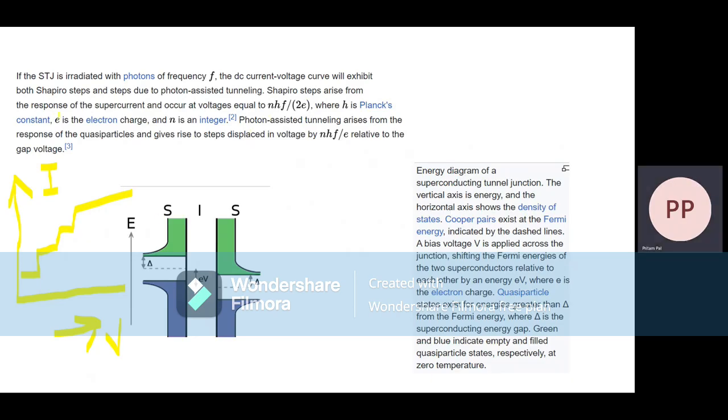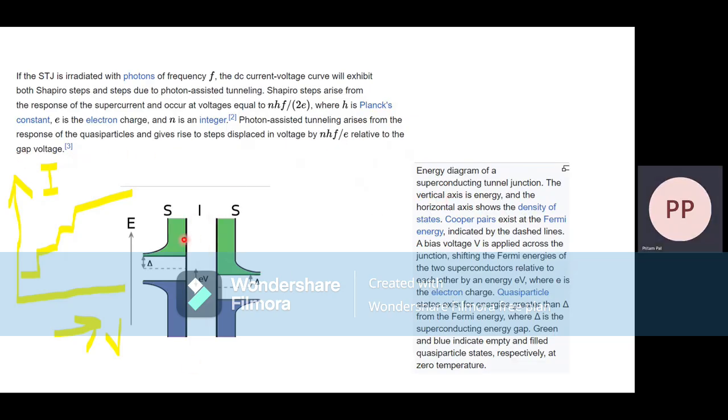The current-voltage curve will exhibit both the Shapiro steps and also steps due to photon-assisted tunneling, because of the quasi-particles. So the Shapiro step arises from the response of the supercurrent and occurs at the voltage equal to nhf/2e. This is very important. Photon-assisted tunneling arises from the response of quasi-particles and gives rise to steps displaced in voltage by nhf/e relative to the gap voltage.